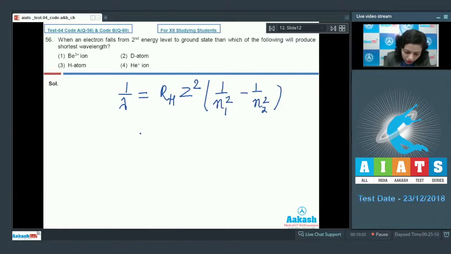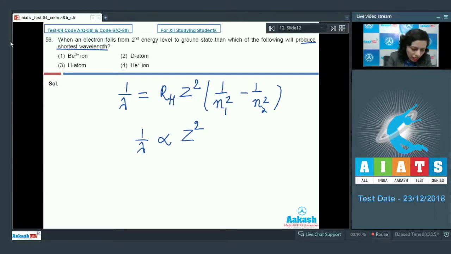Now, on the basis of this, we can say 1 by lambda is directly proportional to Z square. And on that basis, the value of lambda would be maximum for that species for which this Z value is minimum. But in this question, they are asking to produce the shortest wavelength. It means we need that particular species for which the Z value is maximum.